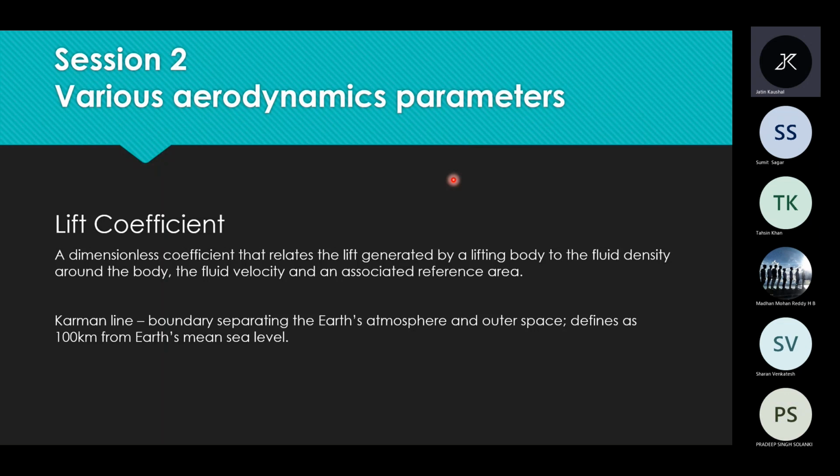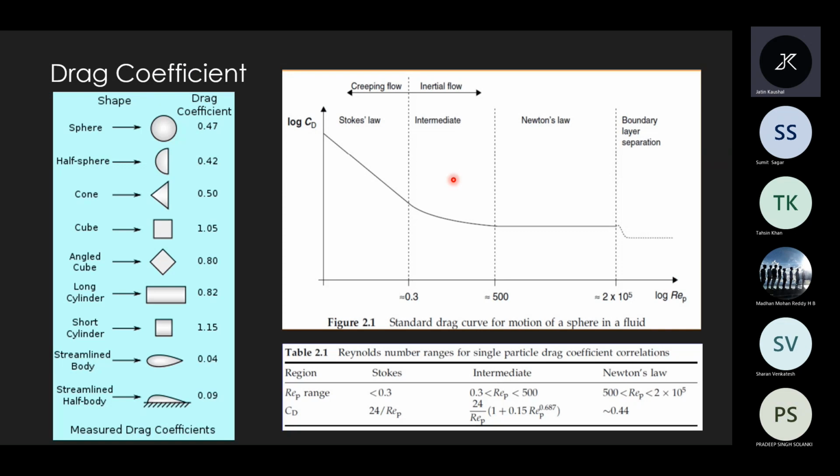Session 2 is about various aerodynamic parameters and installation of Ansys Workbench. So what are these aerodynamic parameters? Aerodynamic parameters are different numbers that we use to define the flow of an object in air. We have also learned a few of these parameters in the previous session, like lift coefficient and drag coefficient. So what is lift coefficient?